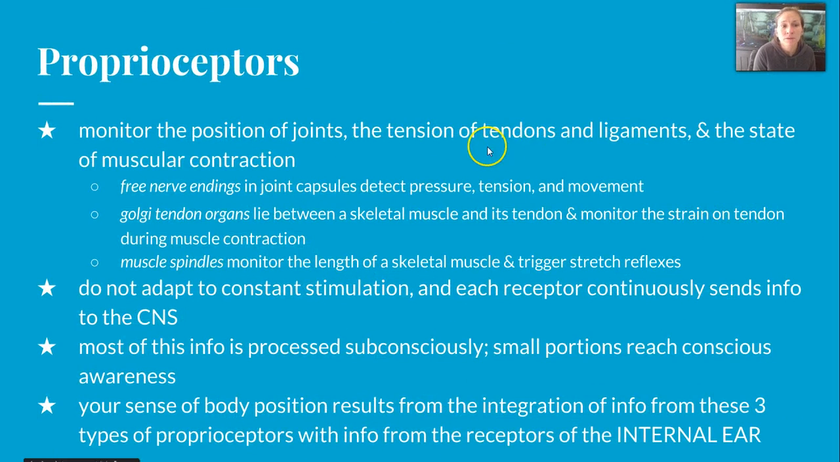The proprioceptors monitor the positions of joints, tension of tendons, ligaments, and the state of muscular contractions. They do not adapt to constant stimulation, and each receptor continuously sends info to the CNS. Most of that info is processed subconsciously, so only small portions actually reach our conscious awareness or can be perceived. Your sense of body position results from the integration of info from all 3 of these types of proprioceptors, which are your free nerve endings, your Golgi tendon organs, and your muscle spindles.